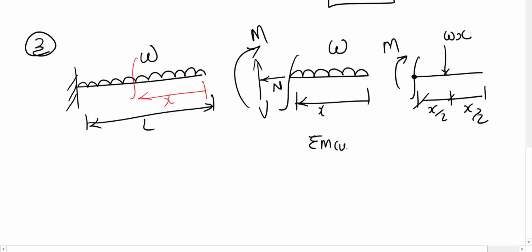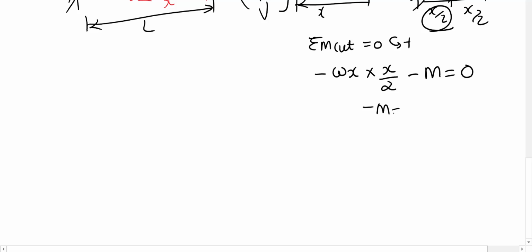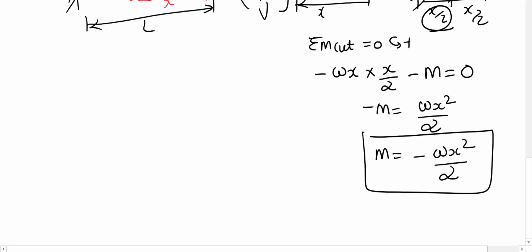If I take the moment at this point where we make the cut, anticlockwise is positive, then this creates minus Wx times the distance x by 2, and this moment is also minus m, equal to 0. So minus m is equal to positive Wx squared on 2, so capital M equals minus Wx squared on 2.